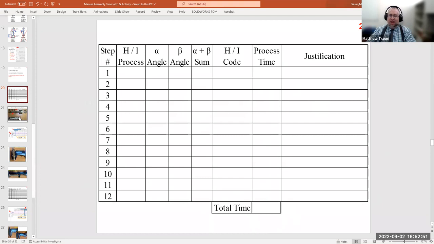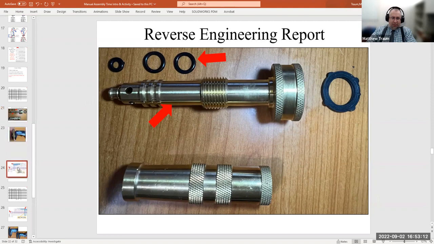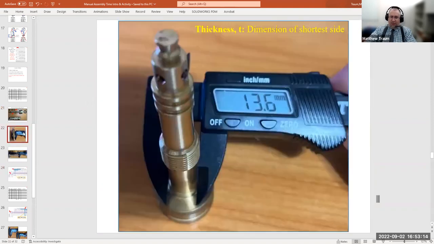The example I'll give, for those of you that managed to get your sub-assemblies apart, is to place one of these larger O-rings onto the inner nozzle component here. So how do I do that? Well, I've got to take a couple of measurements. And in fact, let me move this down here. There we go. That makes more sense.